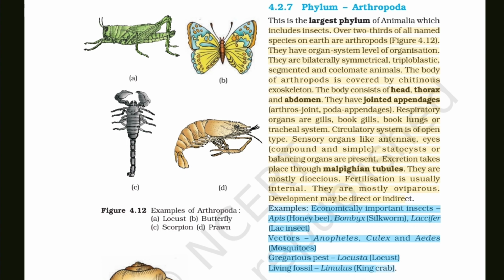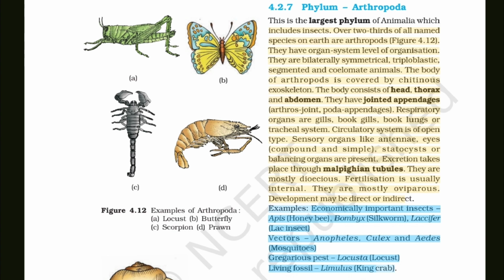Respiratory organs are gills, book lungs or tracheal system. Circulatory system is of open type. Sensory organs like antennae, eyes (compound and simple), statocysts or balancing organs are present. Excretion takes place through Malpighian tubules. They are mostly dioecious. Fertilization is usually internal. They are mostly oviparous. Development may be direct or indirect.